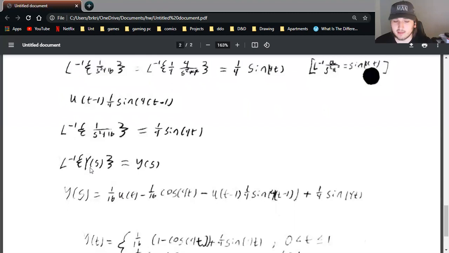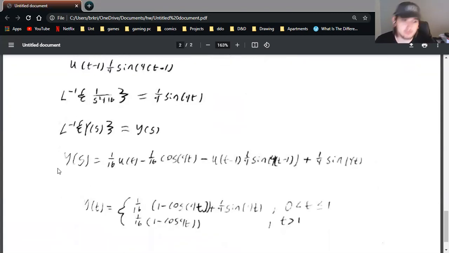And our last one is capital Y of s. We did that earlier, and we're doing the inverse of it now. It's just lowercase y of t. Plug all these parts in, and we get lowercase y of t equals 1/16 u of t minus 1/16 cosine 4t minus u of t minus 1 times 1/4 sine of 4 times t minus 1, plus 1/4 sine of 4t. Cool, we finished. That's the solution.